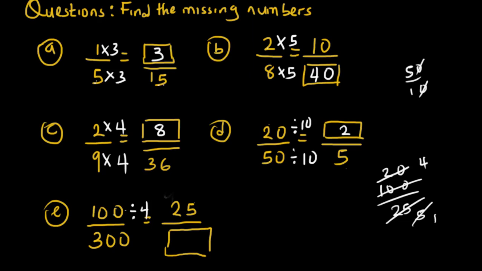So we do the same thing to the bottom. Divide by 4. So we have 300 divided by 4. 2 in 4 is 2. 2 in 3 is 1, remainder 1. 2 in 10 is 5. 2 in 0 is 0. So I have 2 here, 1. 2 in 15 is 7, remainder 1. 2 in 10 is 5. So it means our answer is 75. I hope you understand.